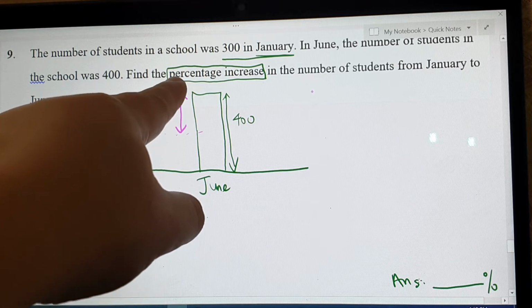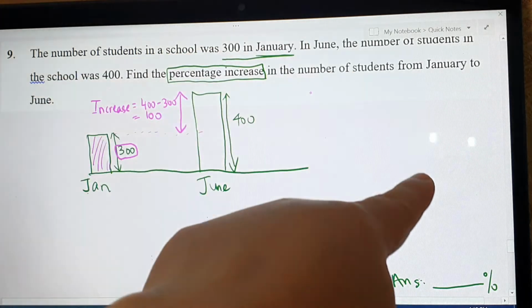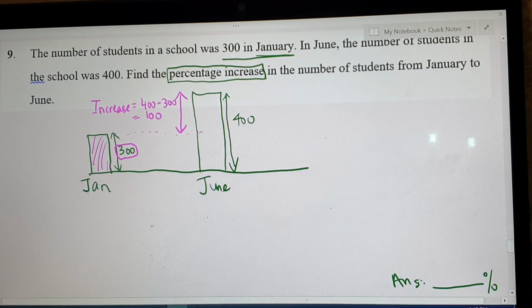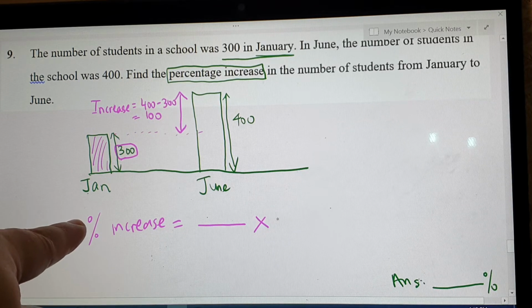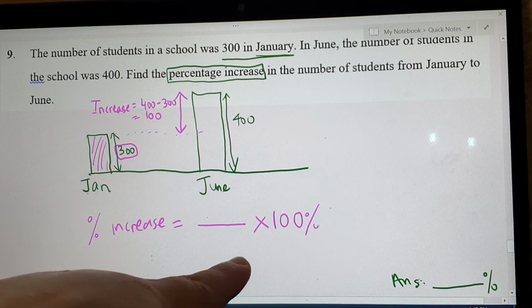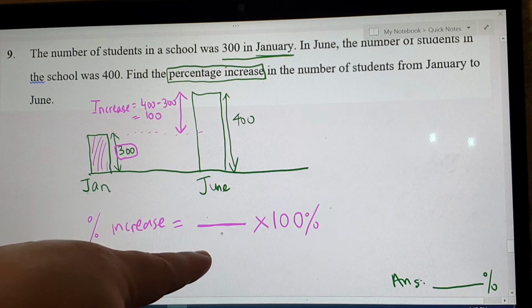But because the question asks you what is the percentage increase, that means the question wants you to write the final answer in terms of percentage. So you must do this. Percent increase is equal to, remember our previous video, we say that to find percent, how many percent, that means your answer is a percentage, you must always times 100%. And down here, you put it as a fraction, something over something.